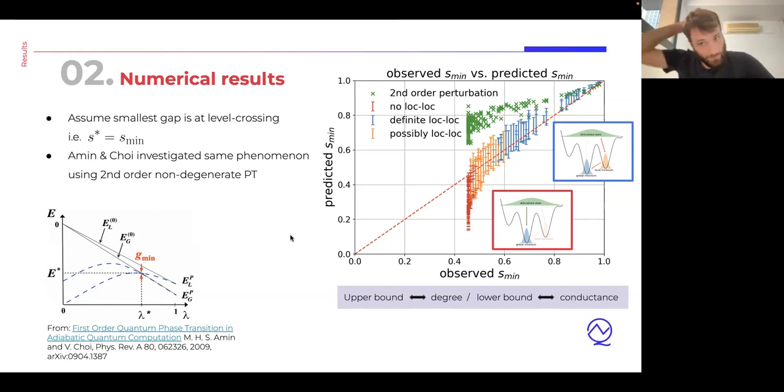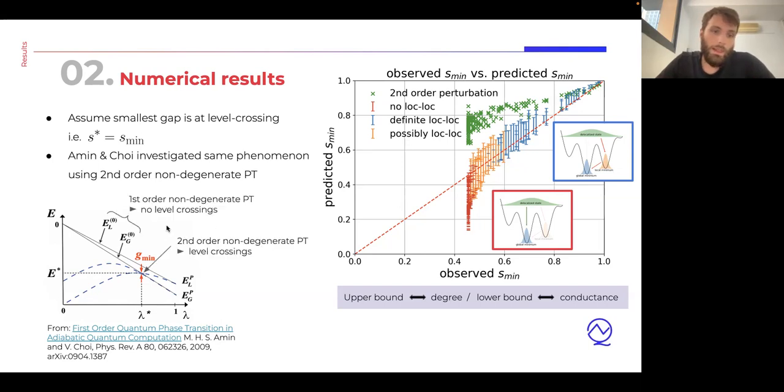This phenomenon has been investigated before by Mohammad Amin and Vicky Choi in a paper from 2009 that's given here in the link. They use second order non-degenerate perturbation theory, and their predictions are the green crosses in this plot. We can see that they consistently are somewhat off, and they actually predict the level crossing to happen at much later values of S. And we believe that has a reason.